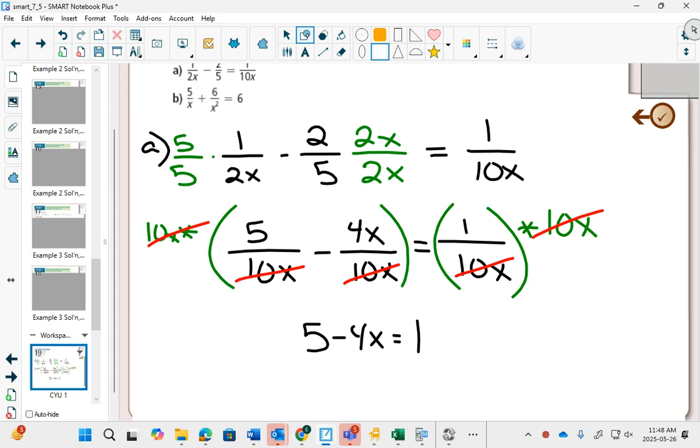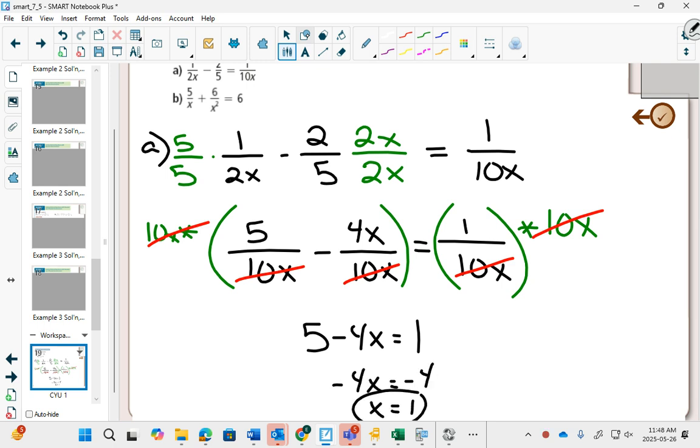So I'll move my 5 over to the other side. Divide by negative 4. And I get x equals 1. Now we have to check if that's okay. So you can either do the non-permissible values right at the beginning. I like to do them right at the end, because then you're forcing yourself to check, is our answer still okay, or is it a non-permissible value?